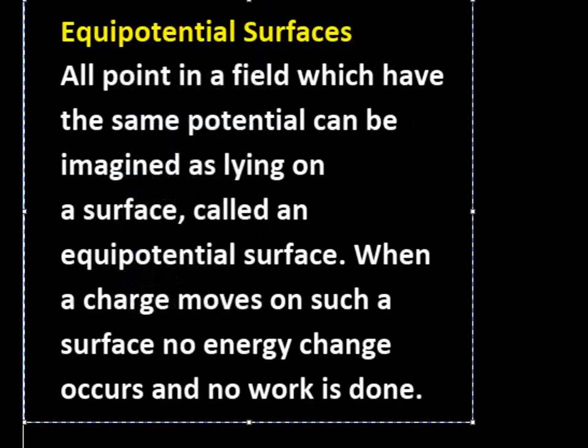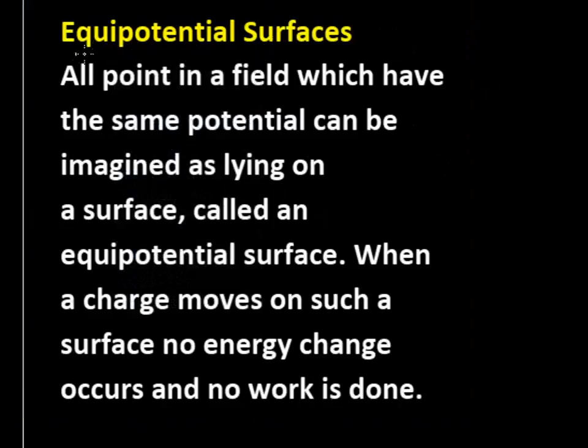All right, so here we've done. Now we are going to be talking about equipotential surface. Let's look at the surface known as equipotential surface. All points in a field which have the same potential can be imagined as lying on the same surface, so we can simply call that an equipotential surface. We define the equipotential surface as the points on a surface that have the same potential.